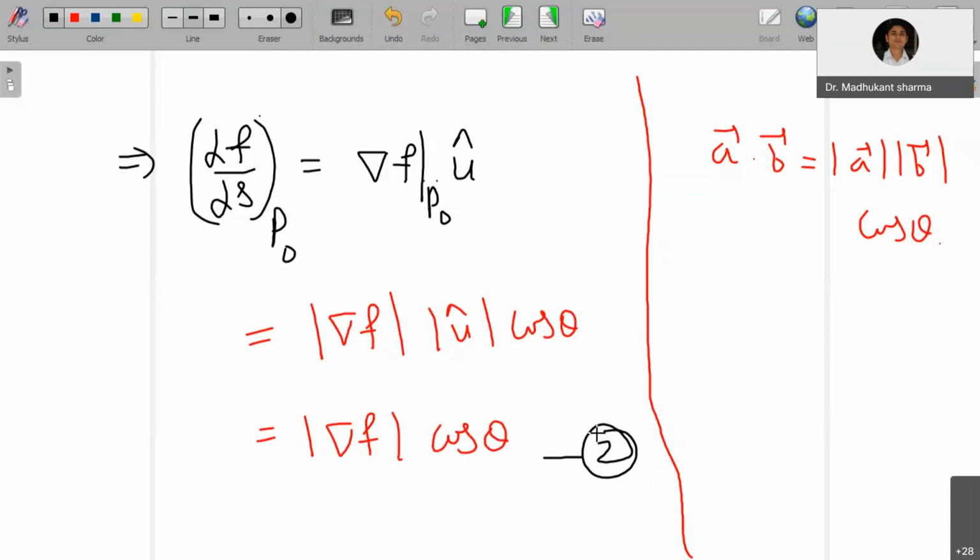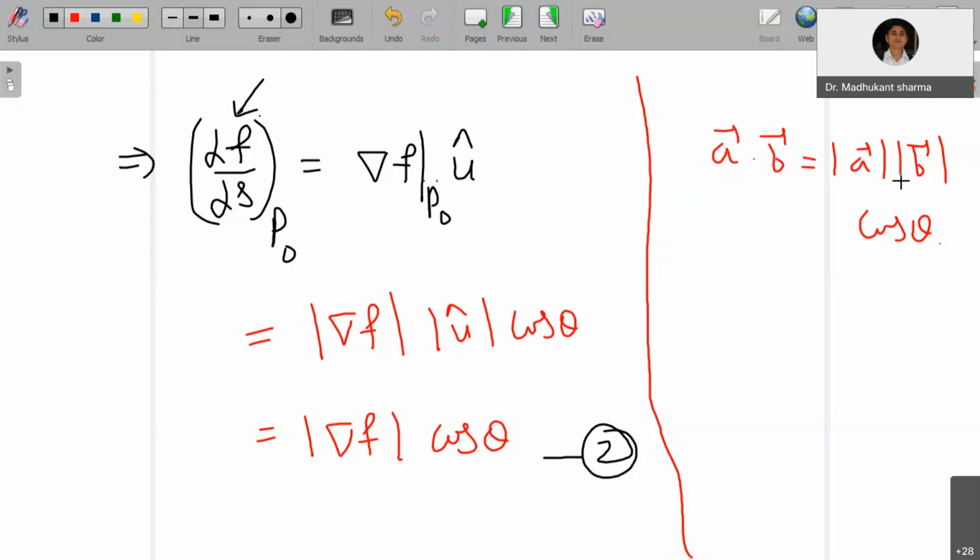Now, what does this define? This defines the rate of change of f in the direction of the unit vector u, where s is the arc length parameter. So equation 2 will tell you in which direction f increases rapidly, in which direction you will see a rapid decrease, and the third thing you will observe, in which direction you will not observe any change. As already mentioned, we are looking at maximum increase, maximum decrease, and no change.